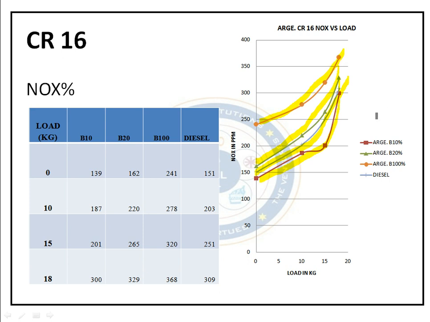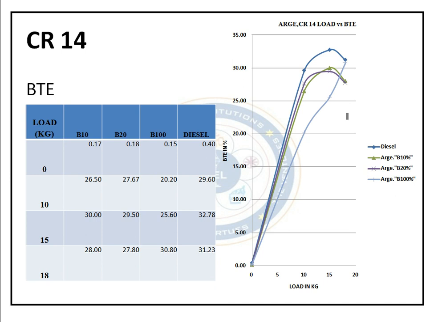In the case of NOx, pure Argemone gives the highest emission, but B10 gives the same result as the diesel. A little bit of difference is there. And here the performance test.